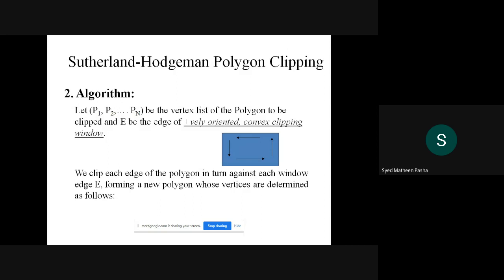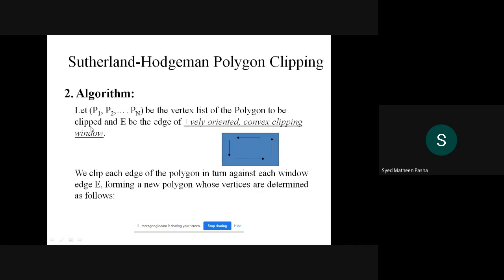The window might be of any number of edges. I can display a window in the form of a triangle as well. If I want to display a window in the form of a square or rectangle, we'll have 4 edges there. So with respect to those edges, we'll start clipping each edge. So these 2 steps, the initial steps, you need to remember.